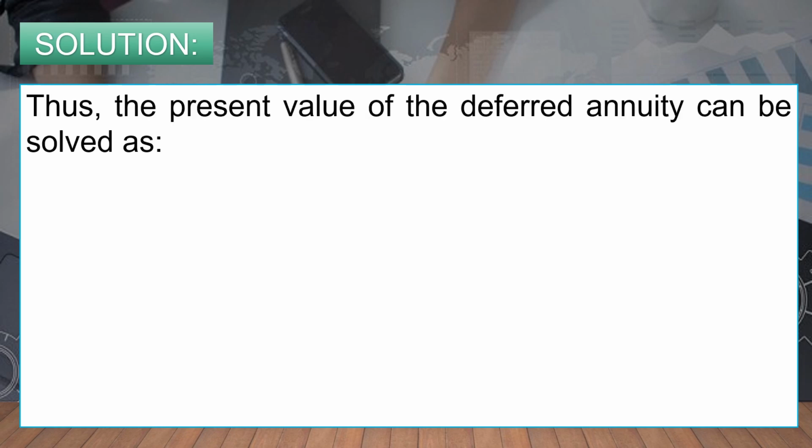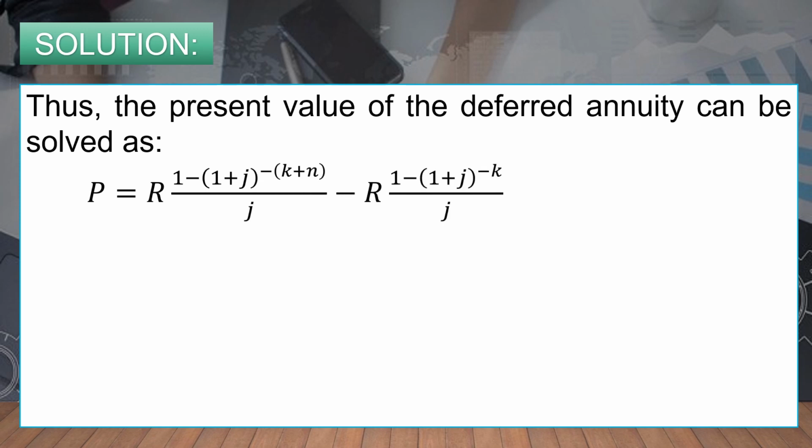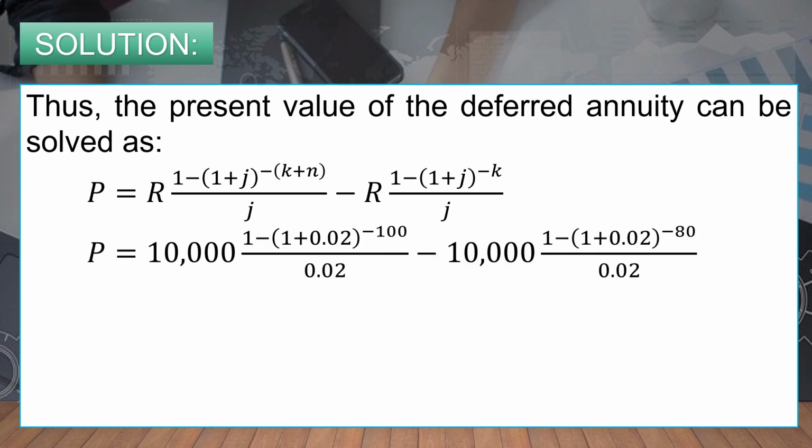Thus, the present value of the deferred annuity can be solved using the given formula. P is equal to R times 1 minus the quantity 1 plus J raised to negative quantity K plus N, divided by J, minus R times 1 minus 1 plus J quantity raised to negative K, divided by J. After solving for the values of J, K, and N, substituting the values to the formula, we have 10,000 times 1 minus 1 plus 0.02 quantity raised to negative 100, divided by 0.02, minus 10,000 times 1 minus 1 plus 0.02 raised to negative 80, divided by 0.02.